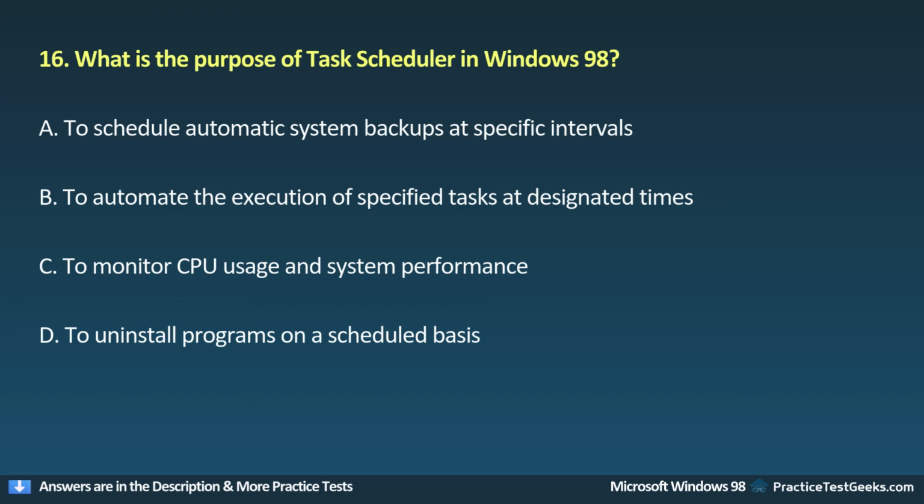16. What is the purpose of Task Scheduler in Windows 98? A. To schedule automatic system backups at specific intervals. B. To automate the execution of specified tasks at designated times. C. To monitor CPU usage and system performance. D. To uninstall programs on a scheduled basis.